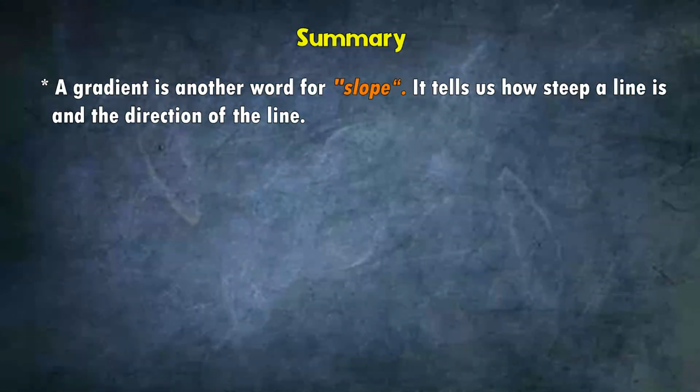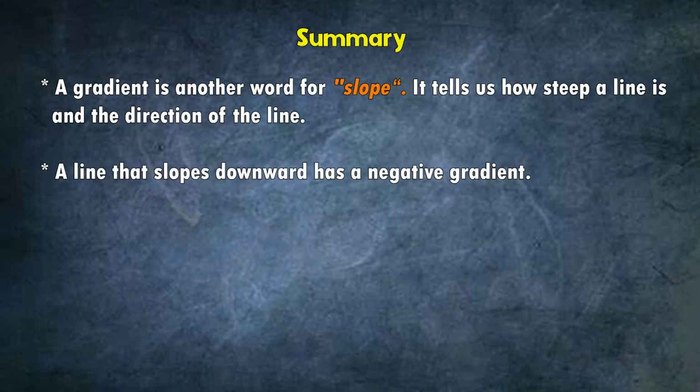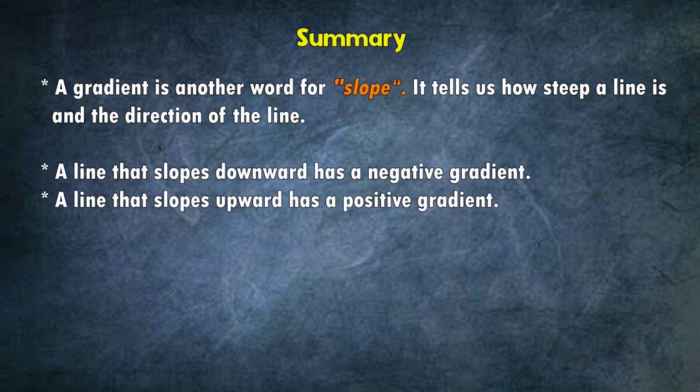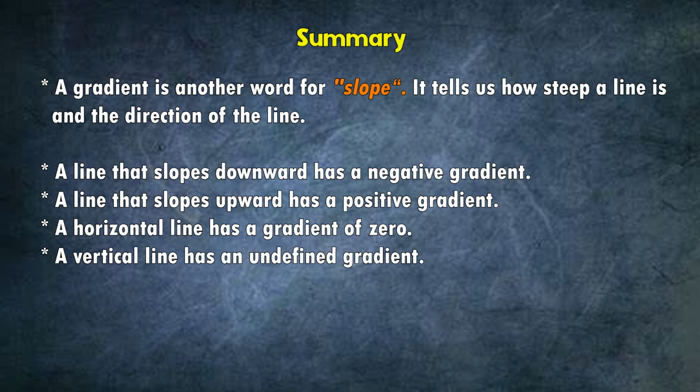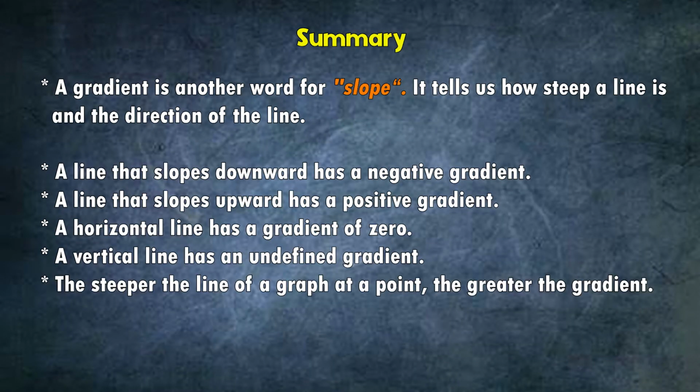So, number 1, a line that slopes downwards has a negative gradient. A line that slopes upwards has a positive gradient. Horizontal lines have a gradient of 0, and vertical lines have an undefined gradient. Lastly, the steeper the line of a graph at a point, the greater the gradient.